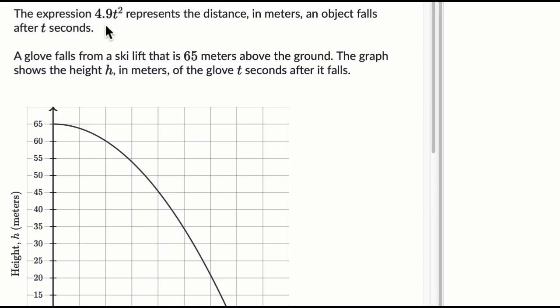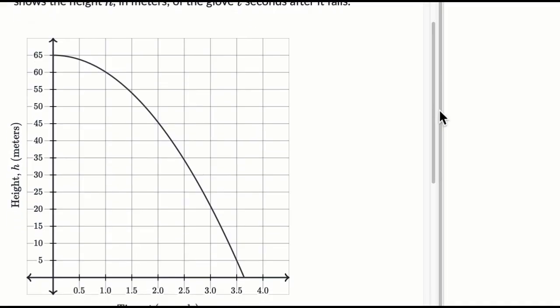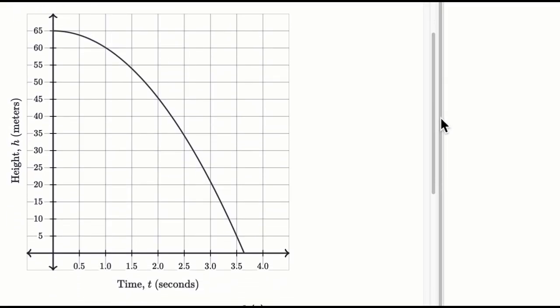We're told the expression 4.9 t squared represents the distance in meters an object falls after t seconds. A glove falls from a ski lift that is 65 meters above the ground. The graph shows the height h in meters of the glove t seconds after it falls. So that's this graph right over here.